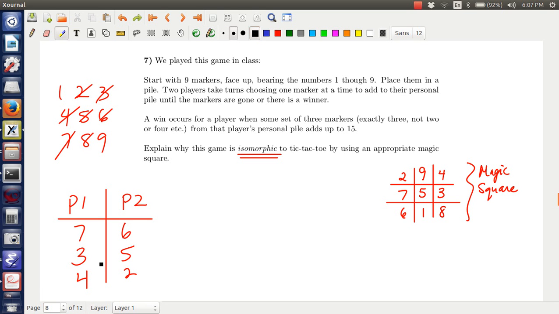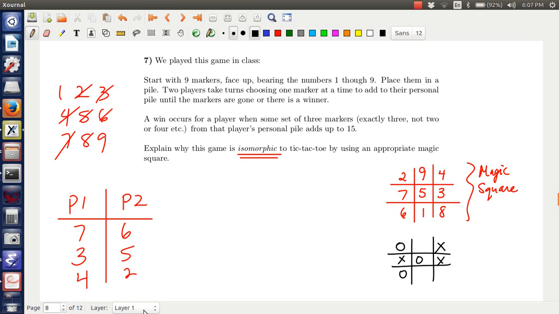So, for example, when player 1 picks 7, you simply put an X over here. Player 2 picks 6, you put an O here. Player 1 picks a 3, you put an X here. Player 2 picks 5, you put an O here. Player 1 picks 4, you put an X here. And player 2 picks 2, and you put an O there, and so forth.